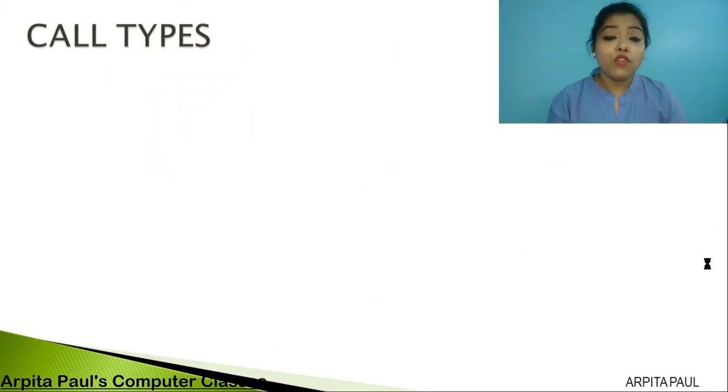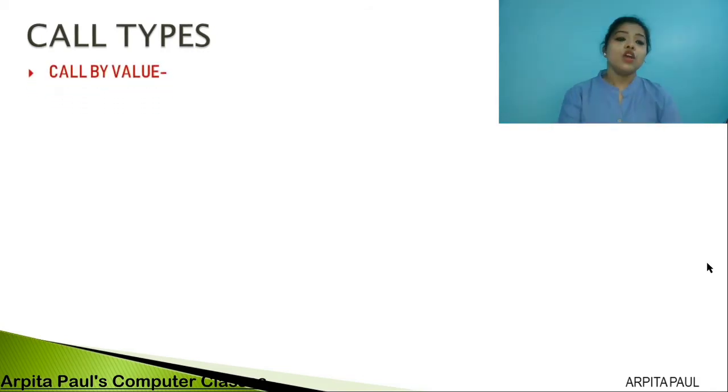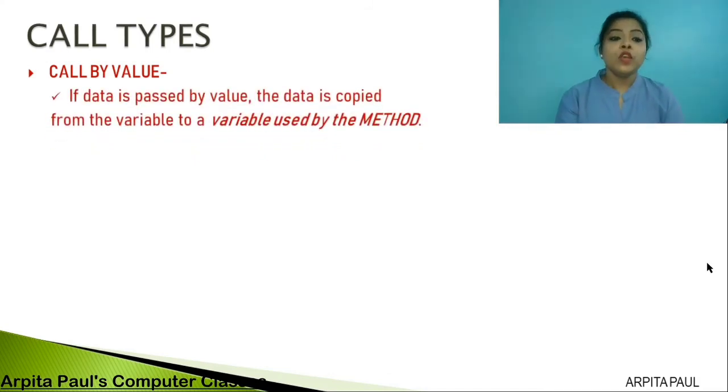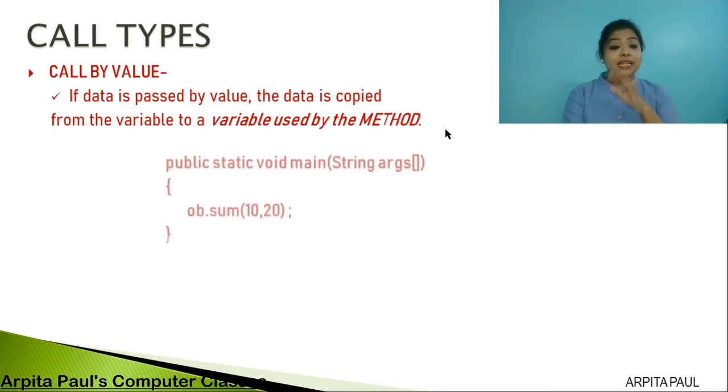Now next, moving on to the calling type. I told you that we will declare the variable, we will define the method, and to use that method we have to call it. So how many types of call do we have in Java? First one is call by value. It is also called pass by value. If the data is passed by value, then the data is copied from the variable to a variable used by the method. So that is called call by value.